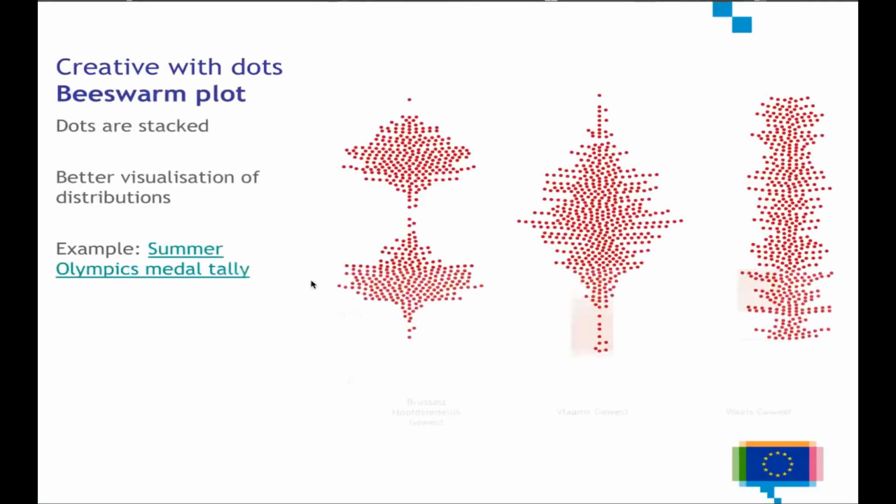Another technique for showing distributions with dots is to make the dots overlap, but let them stack on top of each other. This is a technique called a beeswarm plot. It allows you to show a little better how the dots are distributed. For example, you can see that for the chart on the left, we have a bimodal distribution.